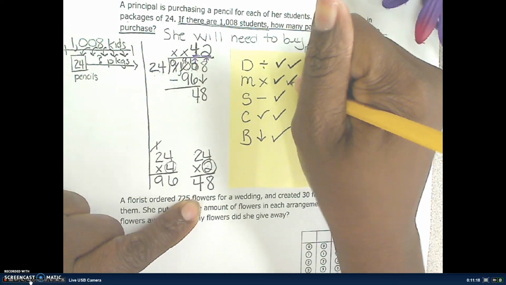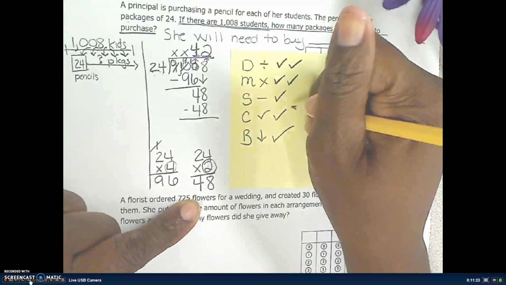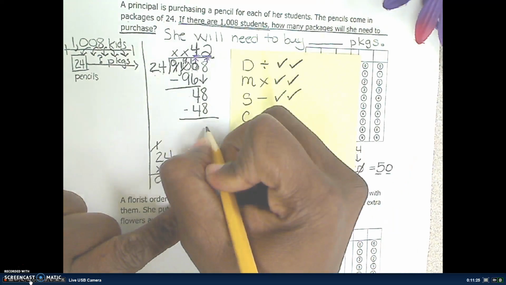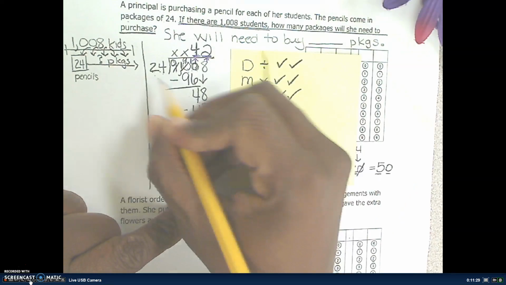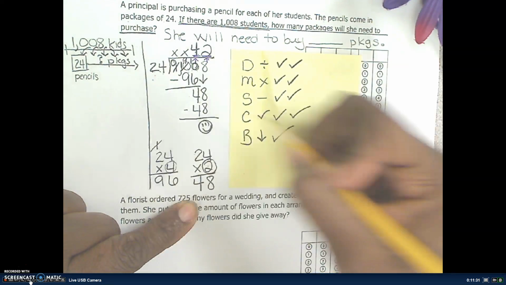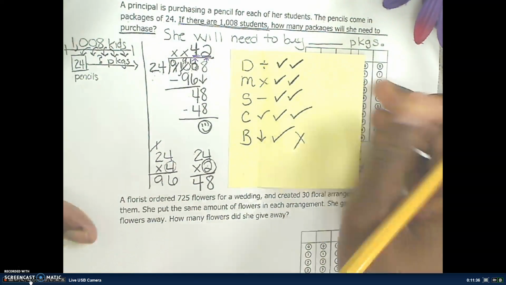Then I multiply. 2 times 24 is 48. I'm going to go ahead and make sure you finish it out. Subtract it. I get 0. Yay. I check, is 0 smaller than 24? Of course. And there's nothing else to bring down. I am finished. Yay me.